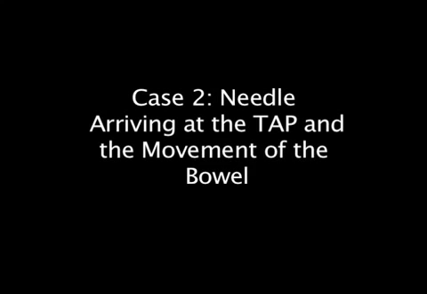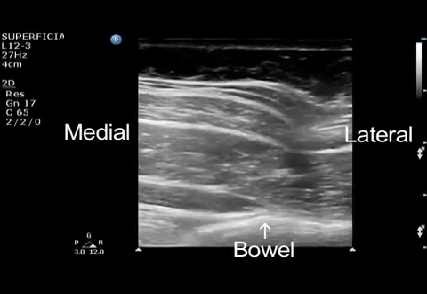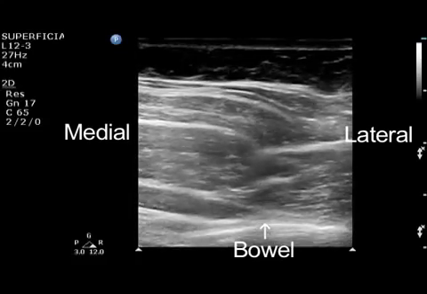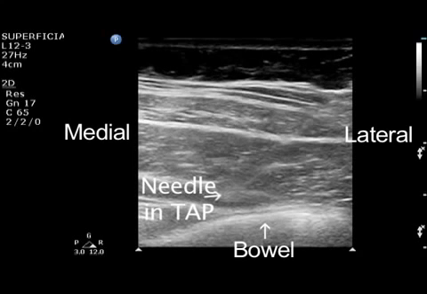Case 2 demonstrates both the needle arriving at the TAP and the movement of the bowel. As the needle enters from screen right, notice the movement of the bowel at the bottom aspect of the screen. With the image frozen, one can see the distance between the TAP and the bowel. This distance is approximately 1 centimeter.